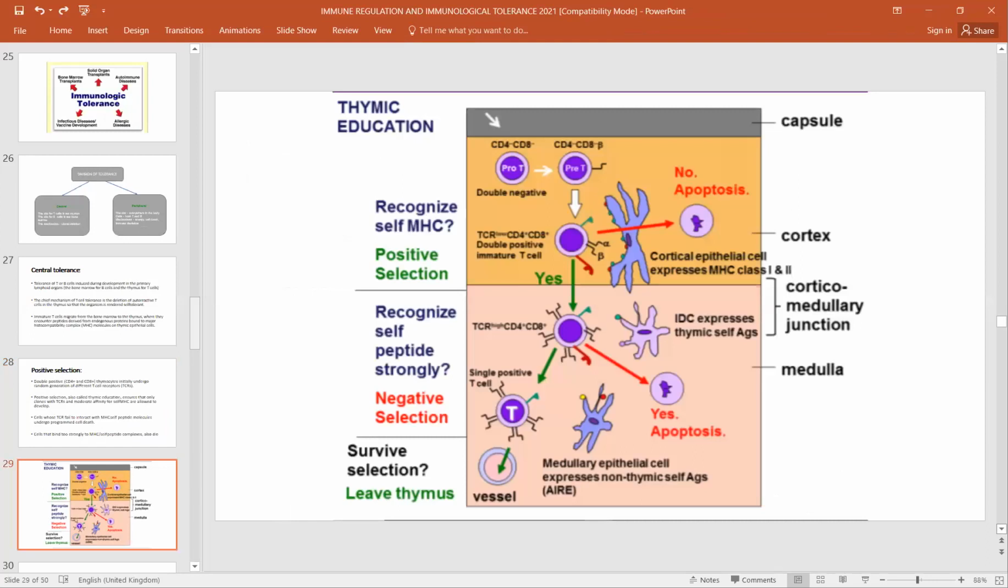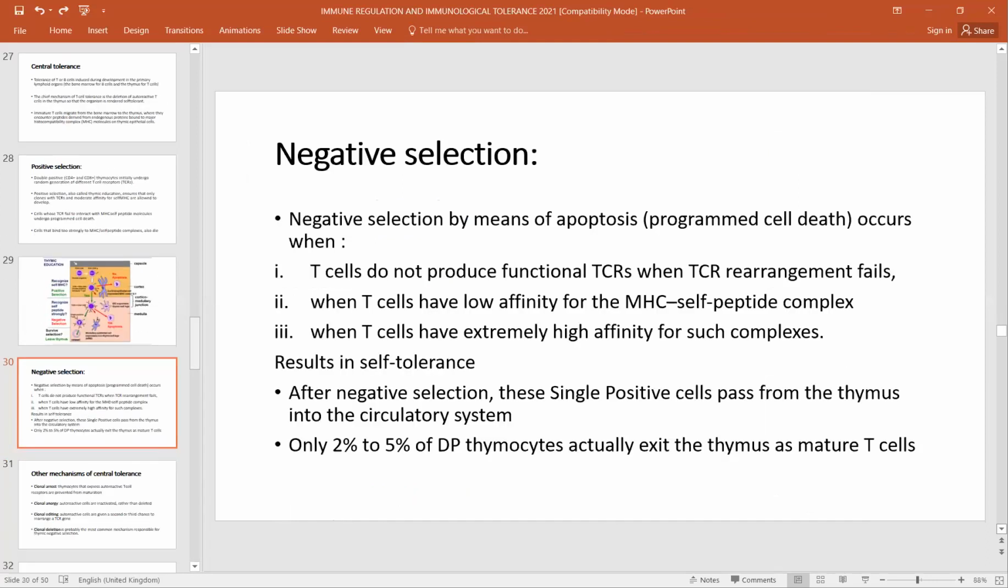This is just a diagram to show what we've actually talked about. But negative selection by means of apoptosis occurs when T cells do not produce functional TCRs, when TCR rearrangement fails. So if for one reason the MHC-TCR association is defective or doesn't actually come about, you get negative selection. It also occurs when T cells have low affinity for the MHC peptide complex, or when T cells have extremely high affinity for such complexes. These are crucial to understand, but suffice it to say, number 3 is the most important: when the T cells sent from the bone marrow to the thymus have extremely high affinity for such complexes.